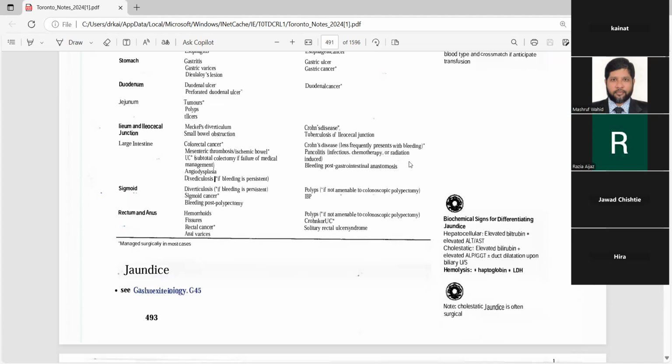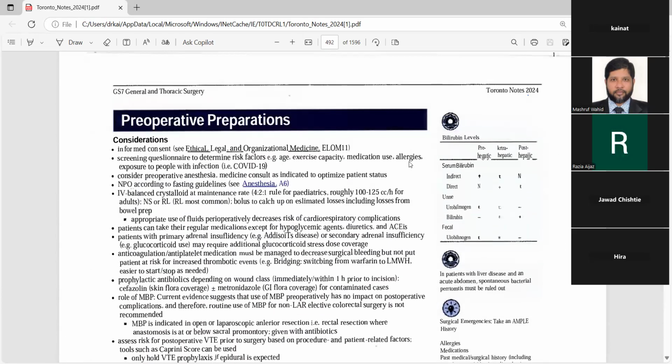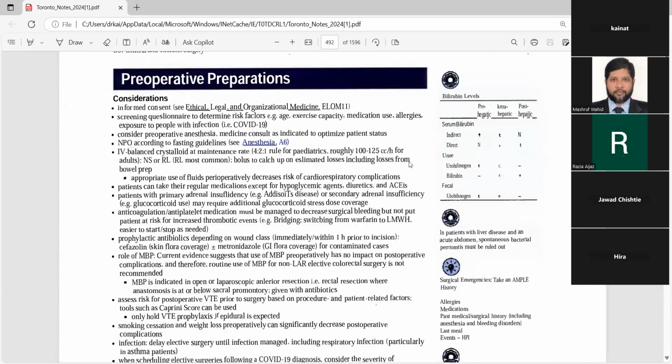Biochemical signs of the differential diagnosis. So jaundice is basically something you can see. Then comes the preoperative preparation. It's important because it's also written in anesthesia chapter 2. So you can read it from there or you can read it from here, both sides, the preoperative preparation.